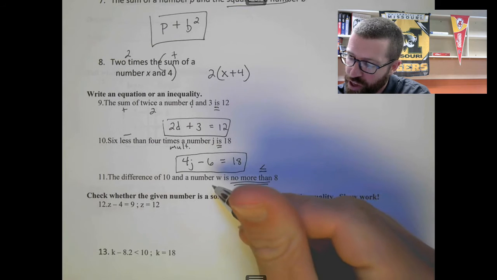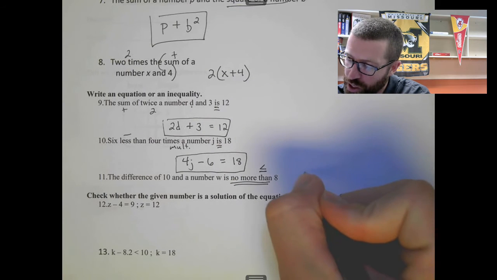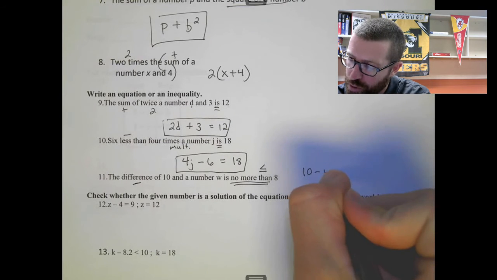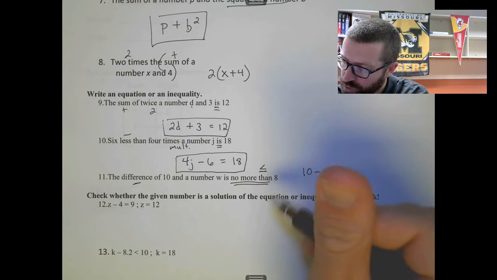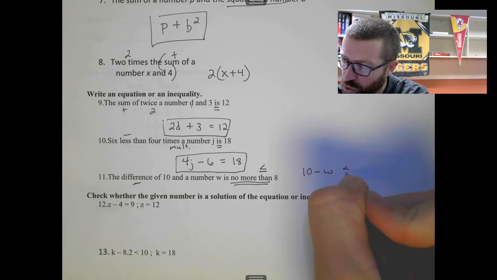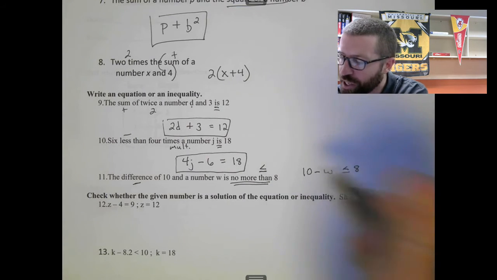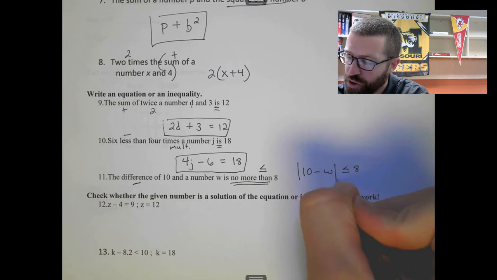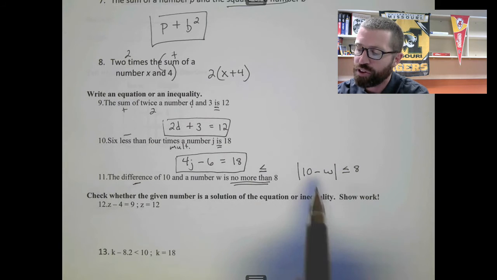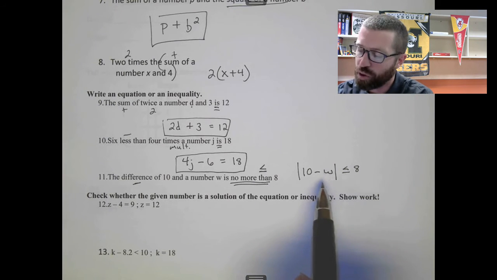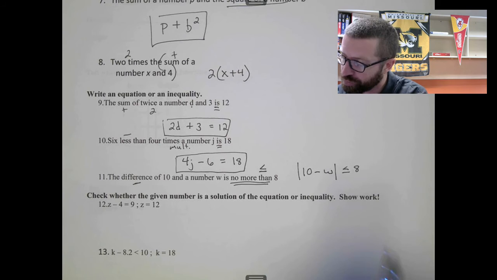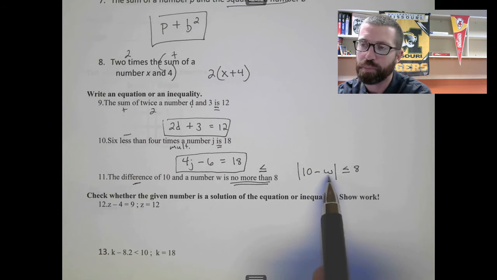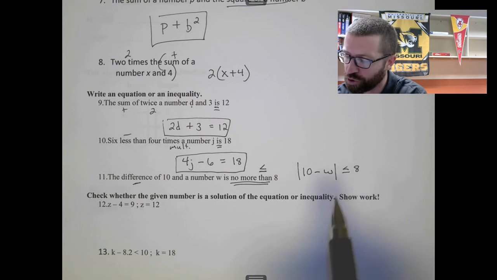So the difference of 10 and a number w, so this would be 10 and a number, difference is minus w, and it's no more than 8. And this is fine here. Also, if you wanted to, you could put absolute value bars around this, because that will make sure that the difference is positive, but you don't have to do that necessarily. What the absolute value bar does is it makes it so the order in subtraction doesn't matter. It'll just find a positive difference.